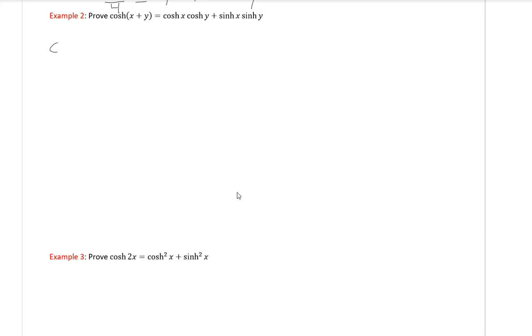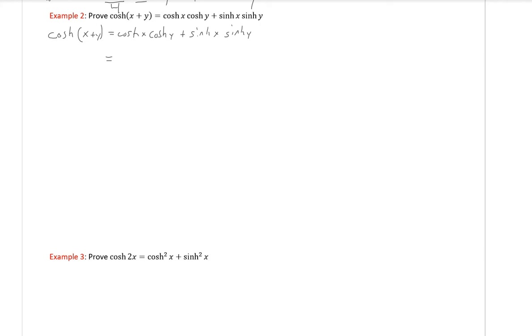So I have cosh of x plus y. Move this up a bit. Cosh of x plus y equals cosh of x, cosh of y, plus sinh of x, sinh of y. And I'm going to try to prove this. This should look very familiar as an addition and subtraction identity from trigonometry. However, like back in those identities, I cannot start assuming that is true. I need to show that is true.